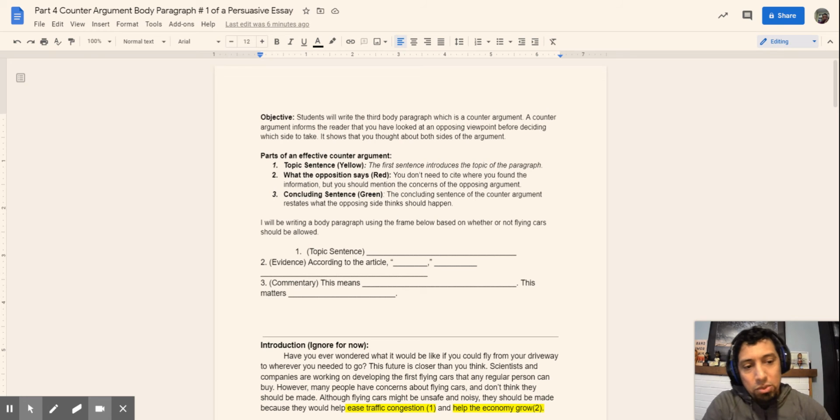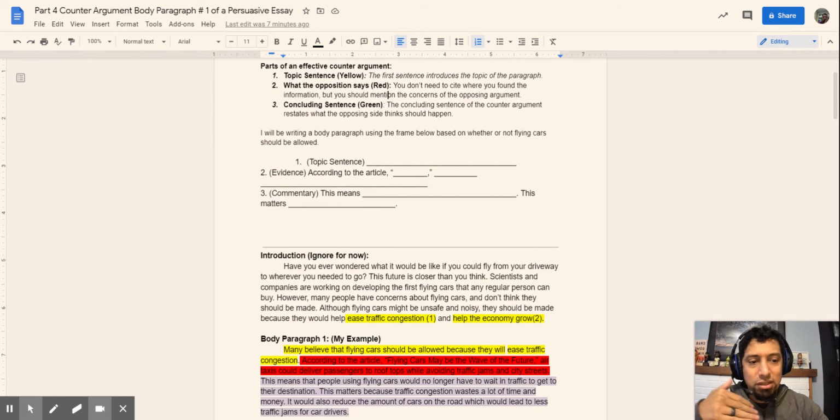All right. So now what does the counter argument look like? It looks a lot like just a regular body paragraph that you've been writing. So you have your yellow topic sentence. You just introduce the topic. There's a certain way we're going to introduce it. And then what the opposition says is red. So that's like where you did your evidence. You're just going to talk about what was said. You're not going to do any quotes. You've read through, this is what they said. You're just describing what they said. Don't need to cite anything. You don't need to say what text you got it from. It's just, hey, this is what they're saying. And then you're doing a concluding sentence for them. So it's like, what's kind of their final thoughts?